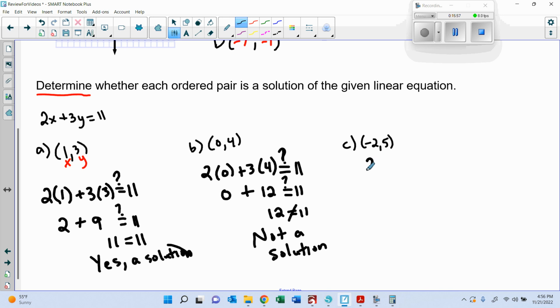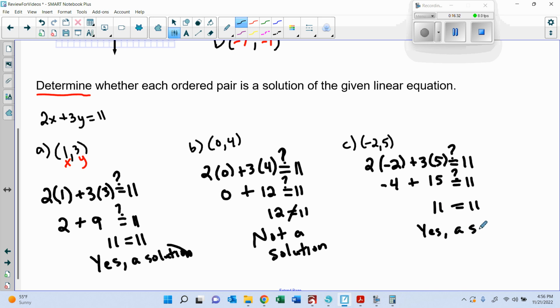So we do the same thing. We have 2 times x, but our x is -2, plus 3 times y. The y here is 5, equals question mark, because we don't know, does that equal 11? So we do our multiplications first. So we have -4 plus 15 equals question mark 11. Then we add, what's -4 plus 15? That is 11. 11 does equal 11, so yes, this is a solution.